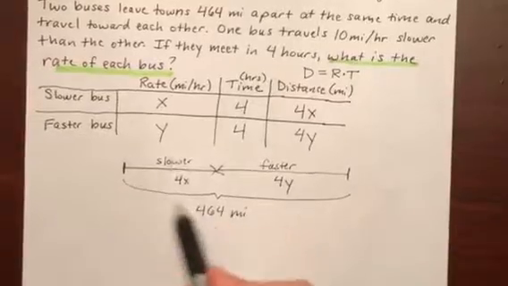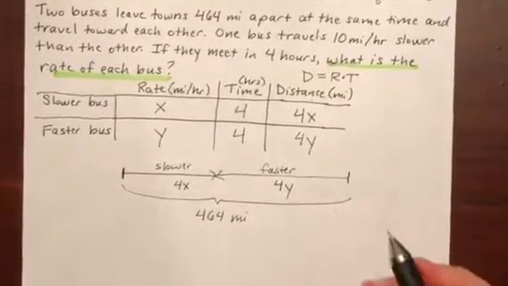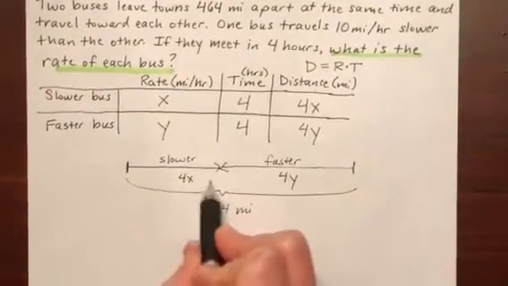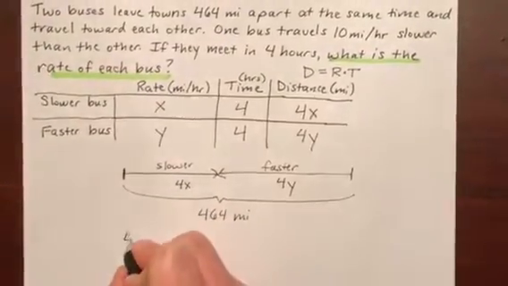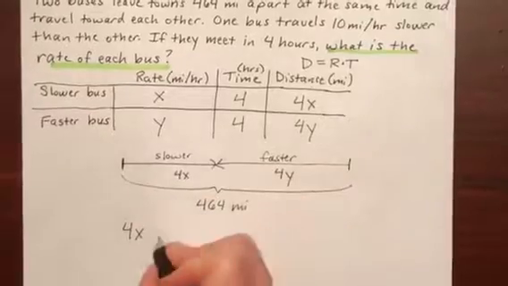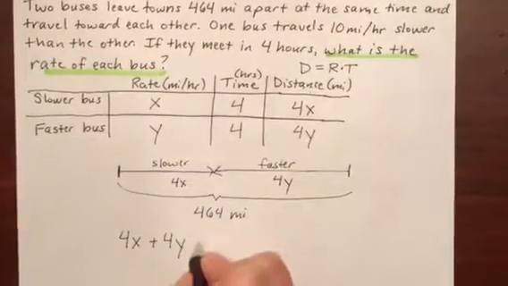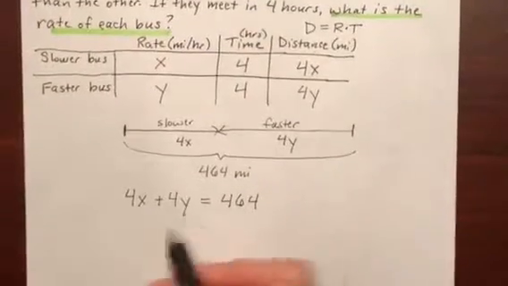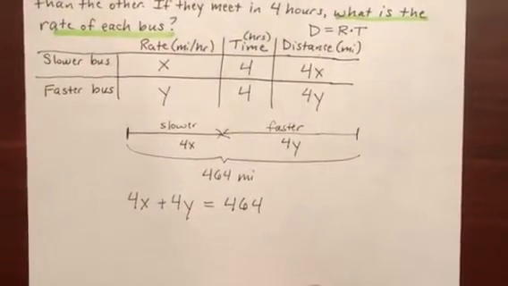And so you can see from the picture that I can make an equation out of this. I can say, if you added the first bus's distance, 4x, to the second bus's distance, 4y, that would be a total distance of 464 miles. So this is my first equation.